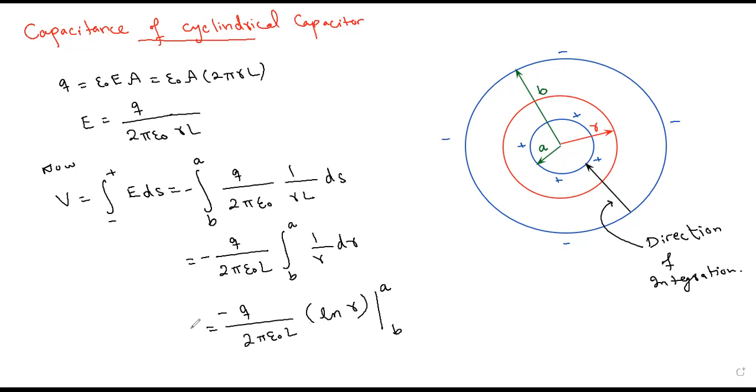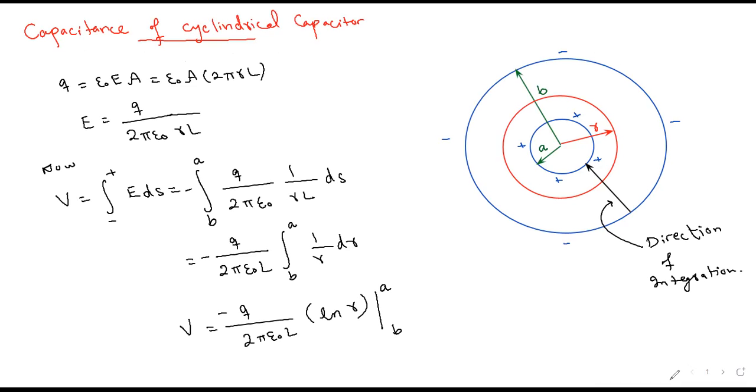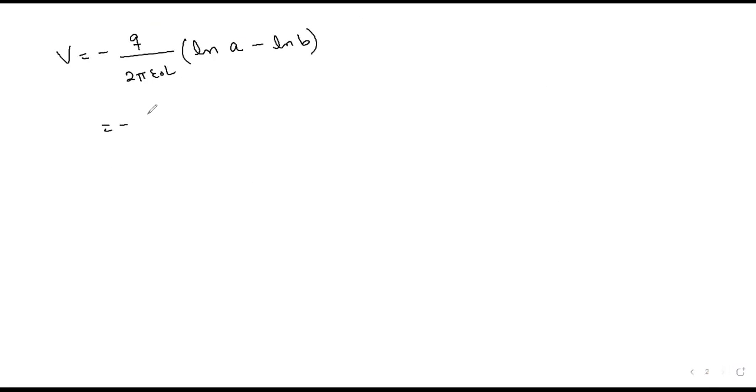Okay. So up till now we have calculated this term, and this will yield V equals minus Q over 2 pi epsilon naught L, log of A minus log of B. So just think about this negative sign. You will figure it out. We have discussed a lot about this negative sign in the last class. So this is minus Q over 2 pi epsilon naught.